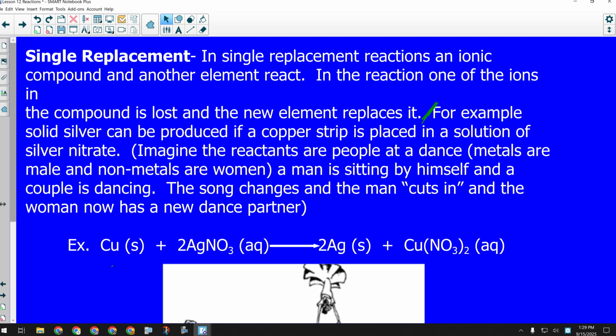If you were to take a piece of copper wire, or a penny, and throw it into a solution of silver nitrate and leave it there, if you came back the next day, you would have a blue solution. And the penny would be covered in silver. It would still look like a penny, but it would be silver, not copper. Now, I don't mean the whole penny is silver.